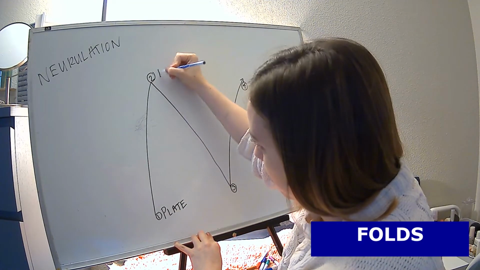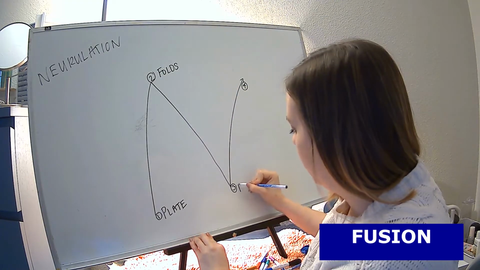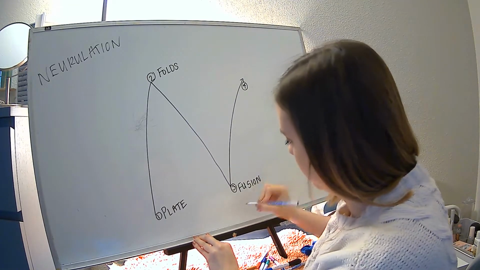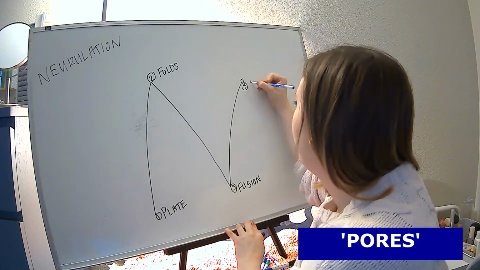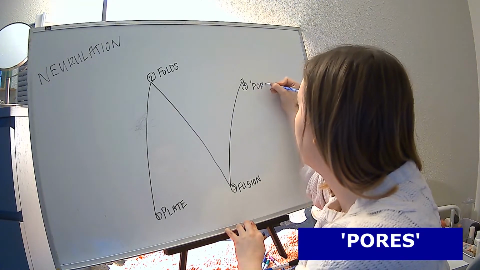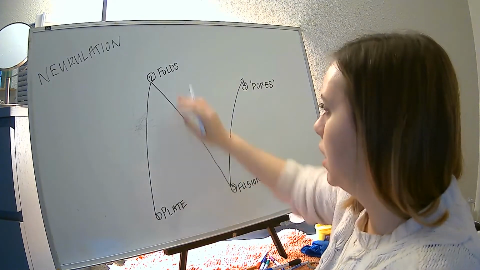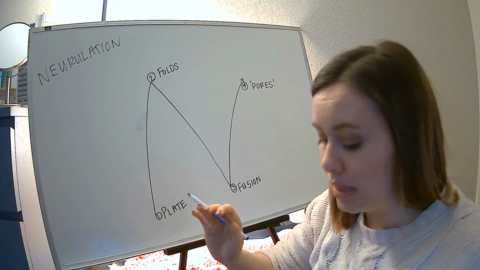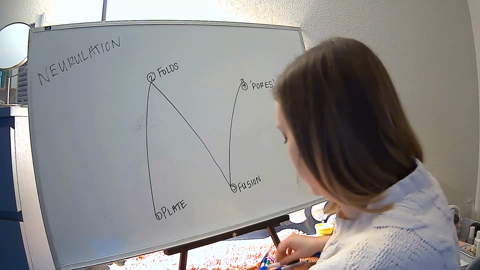We're going to put the word folds, fusion, or fuses, whatever works best for your memory. And then we're going to put pores. These are nice too because they have kind of the alliteration: plate, folds, fusion, pores. These are the key processes and key steps of neurulation. So let's get on to our simple sketches.